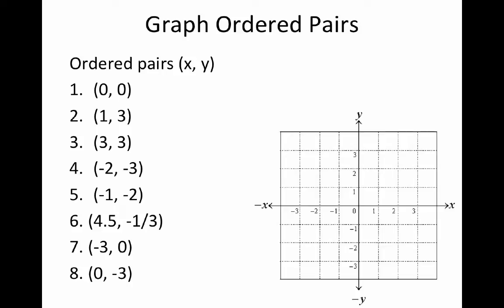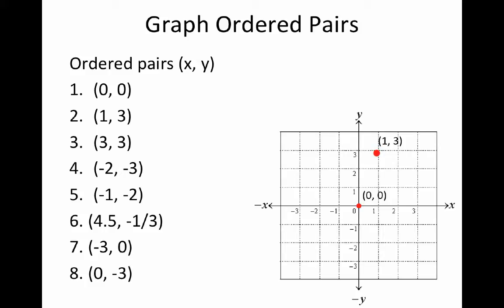We can graph ordered pairs. The numbers are in the order of X, Y, which means we move in the X direction the number that the first number indicates. We move in the Y direction the amount that the second number indicates. So the first ordered pair is 0, 0. We've already learned that that's the origin. The second ordered pair is the point 1, 3. That means we move 1 in the X direction and 3 in the Y direction.